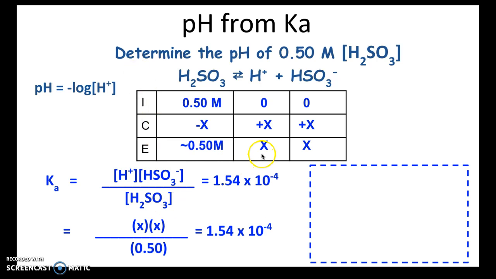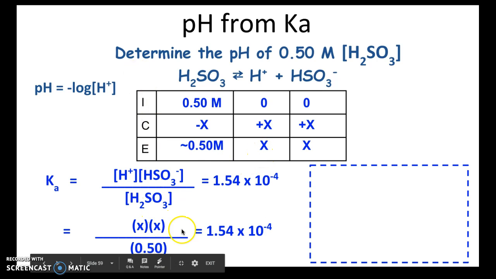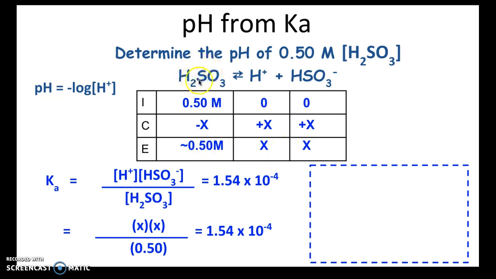Okay, so here we have X times X over 0.5. And again, all I did was plug this information into the equation. Underneath the H2SO3, we have the 0.5 molar concentration that goes here. And underneath H+ and HSO3 minus, we have X and X, so that goes there.